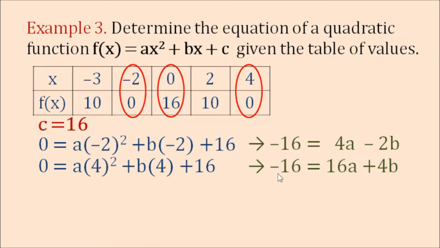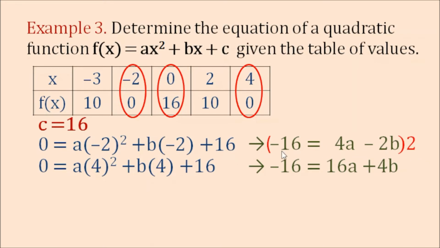Now solving these two equations, we can get either the value of a or b. And suppose we are going to find the value of a, so that means we are going to eliminate b. So to eliminate b, we are going to multiply this first equation by 2. So multiply by 2.